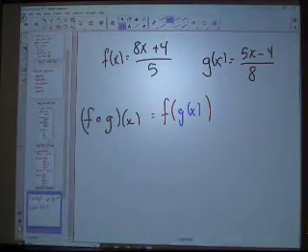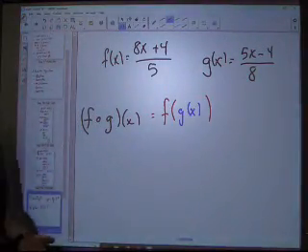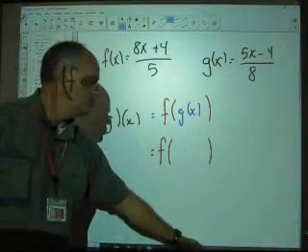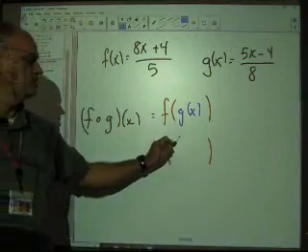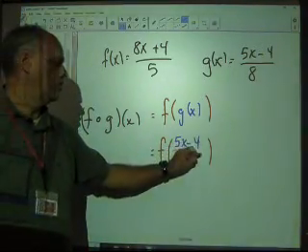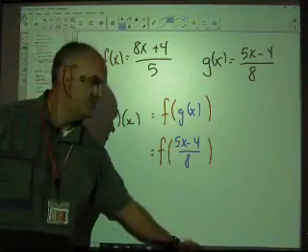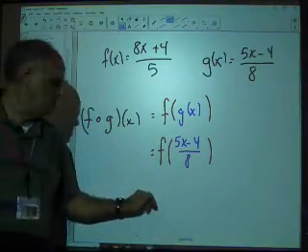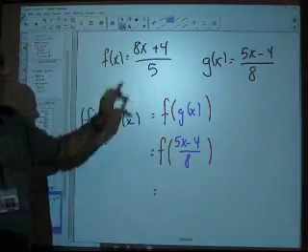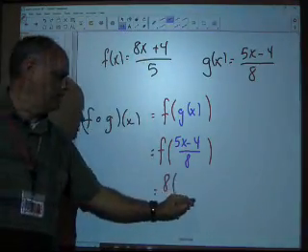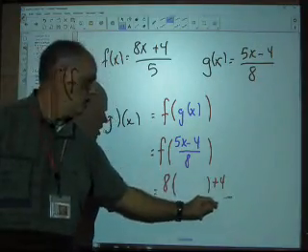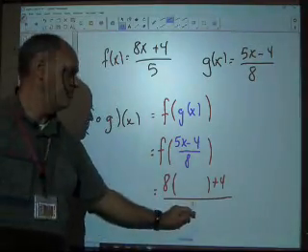Okay, so we start here, right? Same thing we did before. And so now for the f function, we're going to put in the x position the entire g function, 5x minus 4 over 8. Nice little fraction. So that means this is equal to 8 times whatever that x is, plus 4. All of that will get divided by 5.